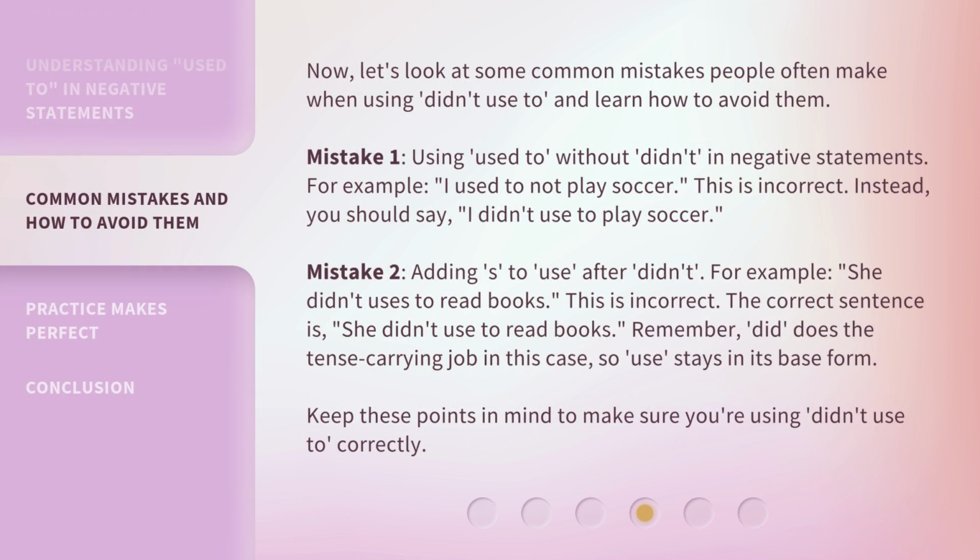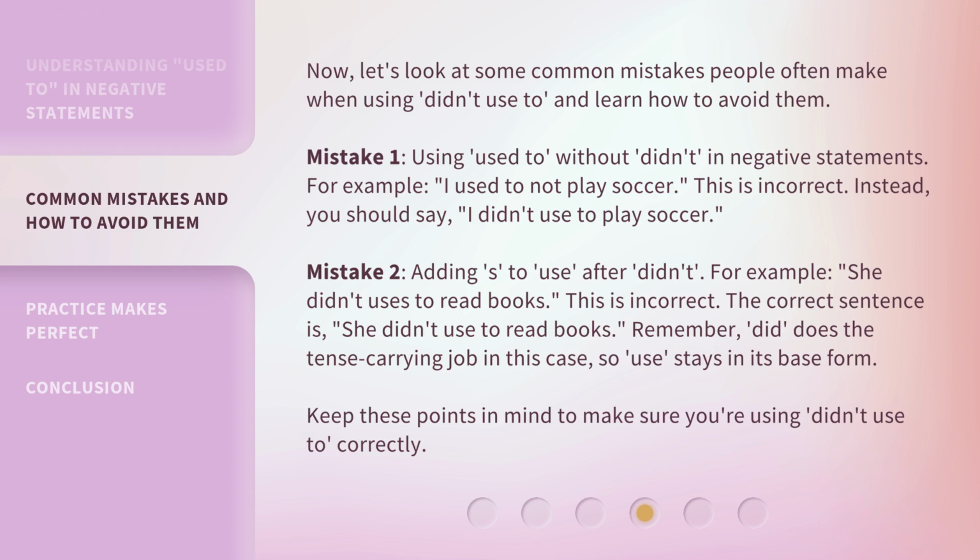Now, let's look at some common mistakes people often make when using didn't use to and learn how to avoid them. Mistake 1. Using used to without didn't in negative statements. For example, I used to not play soccer. This is incorrect. Instead, you should say, I didn't use to play soccer.